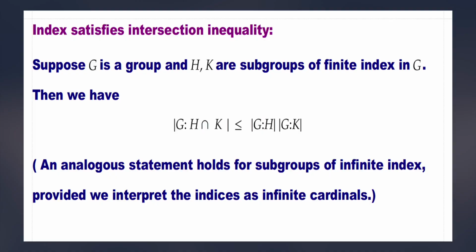The first one is: index satisfies the intersection inequality. Suppose G is a group and H, K are subgroups of finite index in G. Then the index of H intersection K in G is less than or equal to the product of the index of H in G and the index of K in G. And an analogous statement holds for subgroups of infinite index, provided we interpret the indices as infinite cardinals. Let us prove it here.